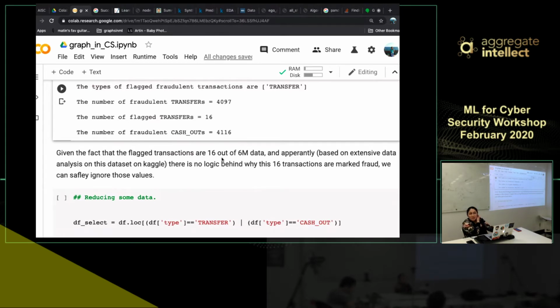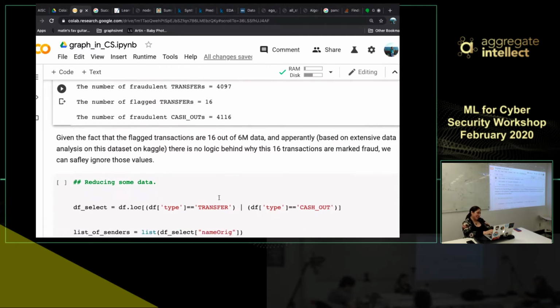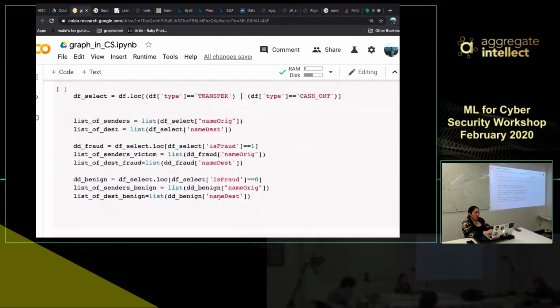Out of the ones that are flagged as fraud, there are 16 of them, and they're actually all fraud. So the precision is 100%, but the recall is so bad. So when they say it's fraud, it's actually 100% fraud, but they can't capture all the fraud.